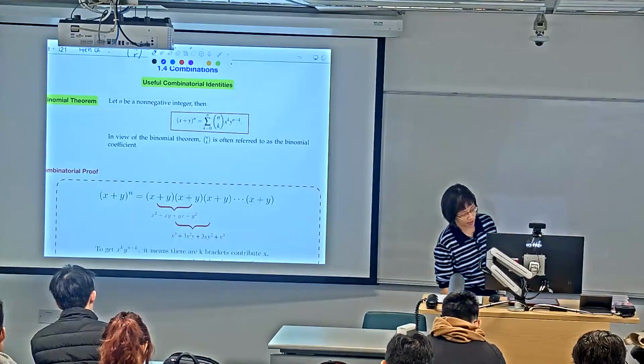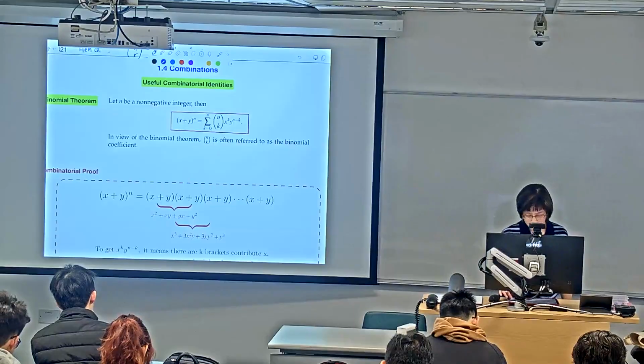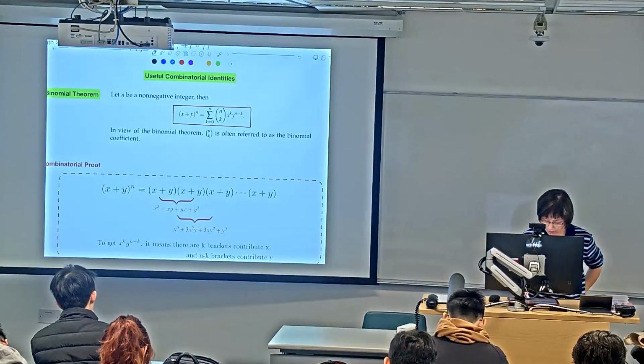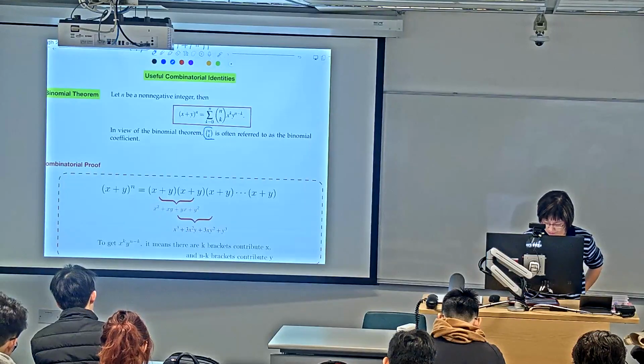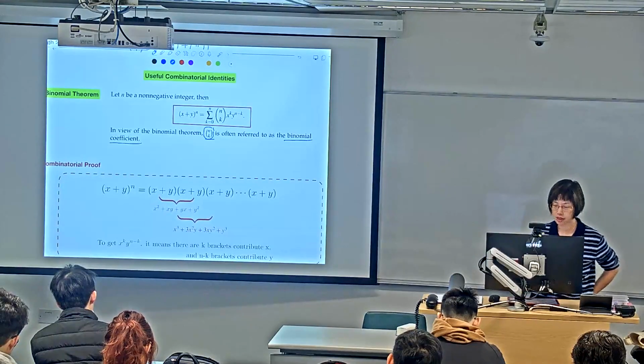We also use this kind of result later on when we talk about random variables. Because of this theorem, n choose k is often referred to as a binomial coefficient, because of the binomial theorem.